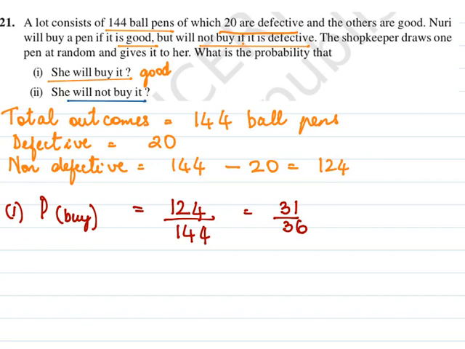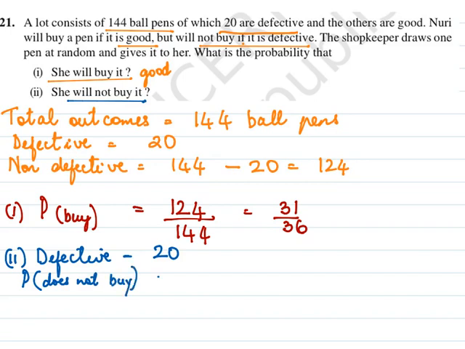She will not buy if they are defective. So how many defective do we have here? We know the defective are 20. So the probability that she does not buy will be the favorable outcome, in this case the defective ones, over total 144. So that is 5 out of 36.